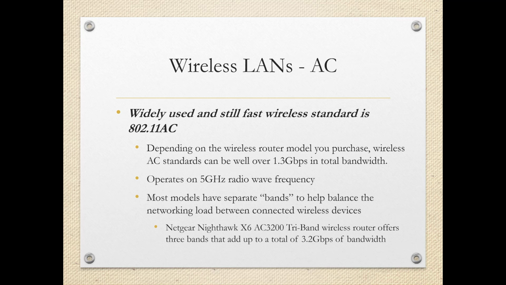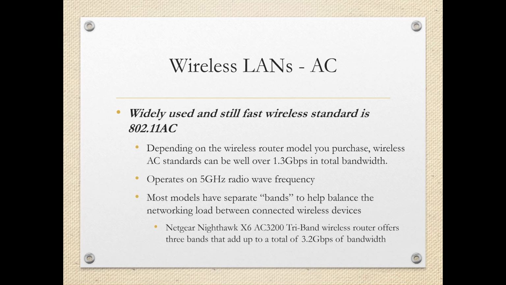Now, a widely used and still fast wireless standard is 802.11 AC. If you have an AC router at home, it can be well over 1.3 gigabits per second in total bandwidth. It operates on a 5 gigahertz radio wave, so it does pretty well in distance, but you can also make it backwards compatible with 2.4 gigahertz if you need it to go farther. 2.4 gigahertz is one of the frequencies that cordless phones, the old cordless phone in your house if you still have one, operate on, or 5 gigahertz, so it's very similar.